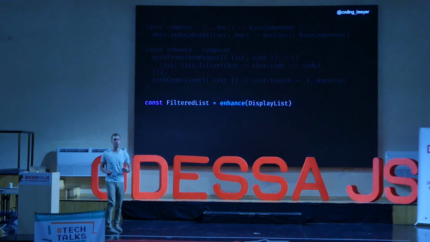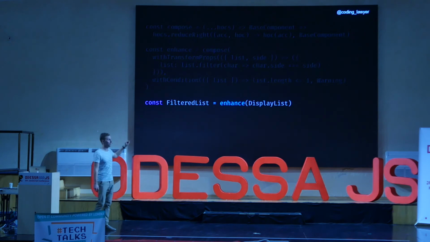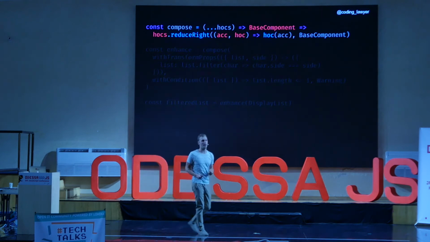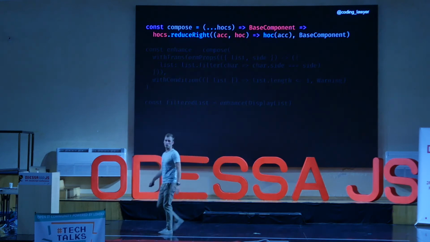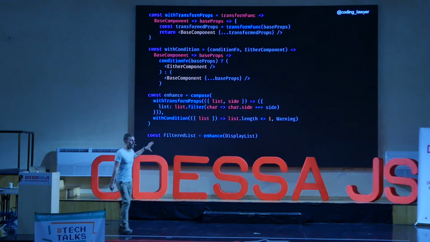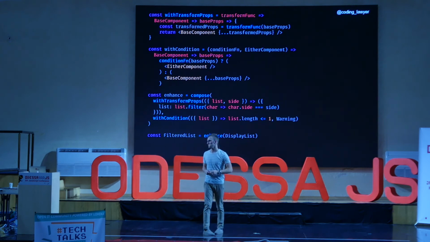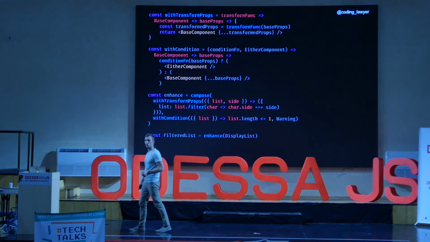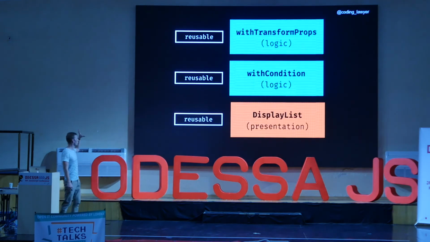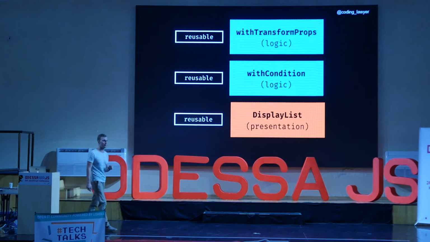And this is really cool because when we pass the display list to enhance, compose will do all the wrappings for us. We don't need to wrap our composition manually because compose will take care of that. And if we take a look at our resulting syntax, it's much more readable because compose is doing all the dirty work for us, all the wrappings. And that's really useful. And if we visualize it, we are here at this stage. We have two reusable higher order components, and we are injecting their logic into our reusable presentational component.